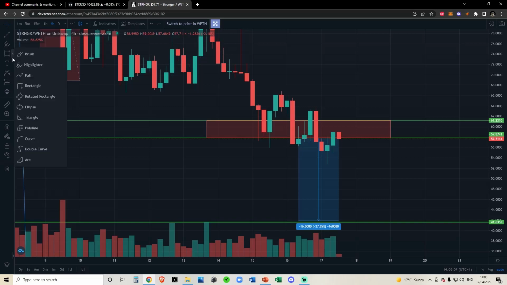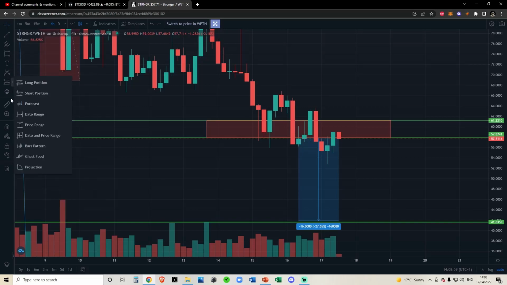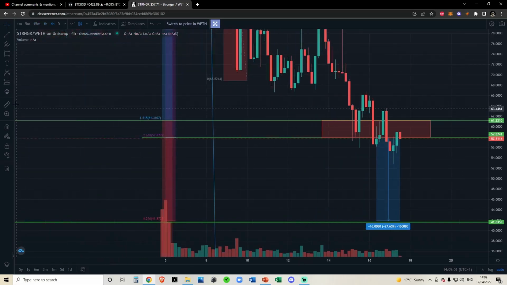If I get my drawing tool, this chart just doesn't want me to have nice things, it just takes away everything. Here we go, the brush.